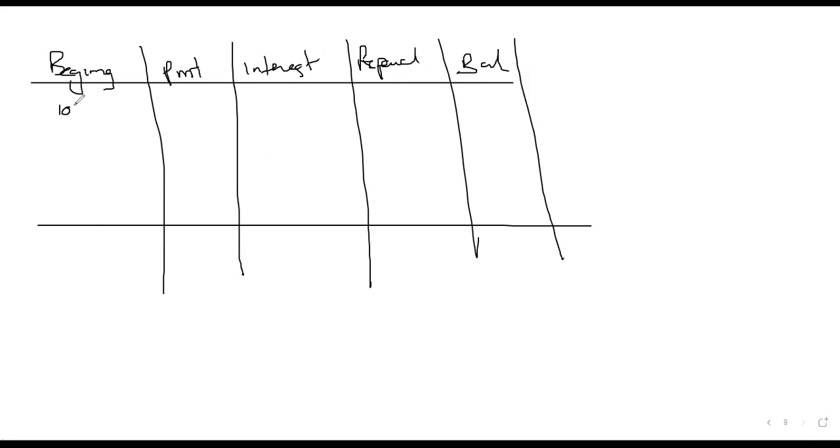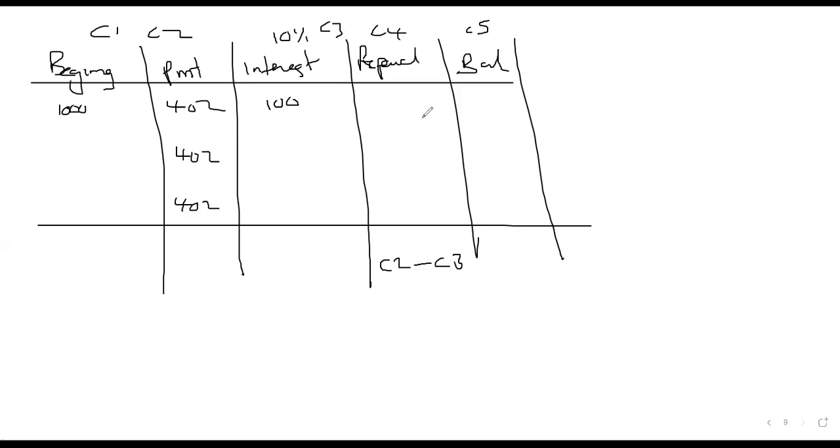So we started with a loan of 1,000. The periodic payment we've already calculated is 402, so you just copy it throughout. Our interest rate was 10%, so 10% of 1,000 is 100. We can call these column 1, column 2, column 3, column 4, column 5. Column 3 is the interest. To find column 4, we subtract column 3 from column 2. So 402 minus 100, we get 302. Then how do we find column 5? It is simply column 1 minus column 4, the beginning amount minus the amount repaid. So here we get 698.